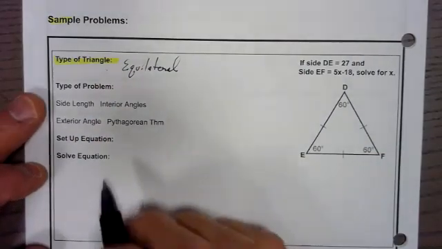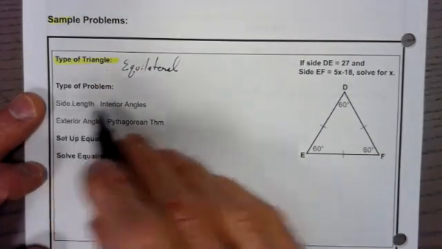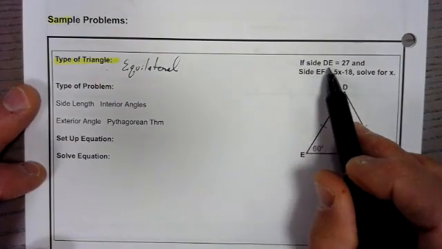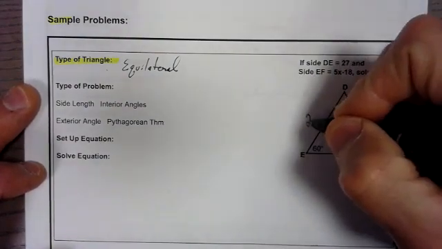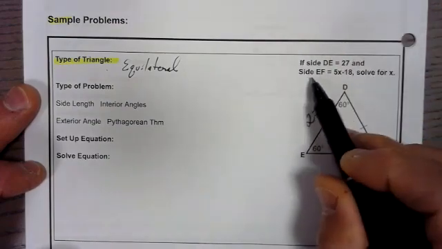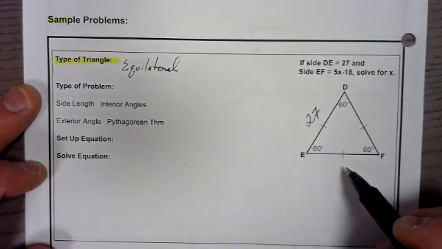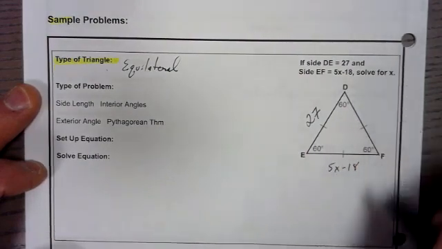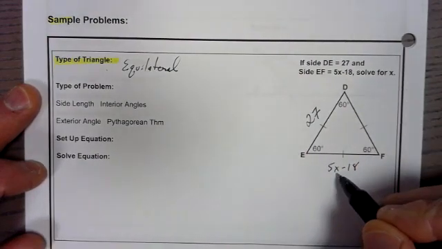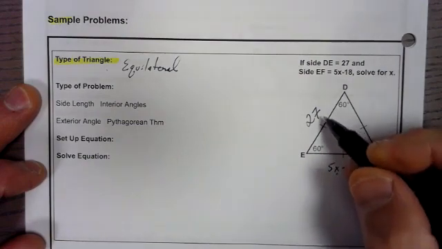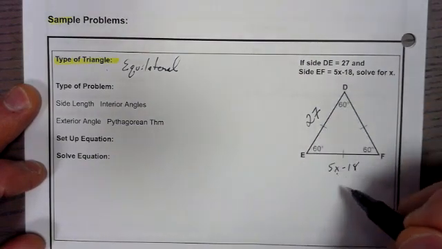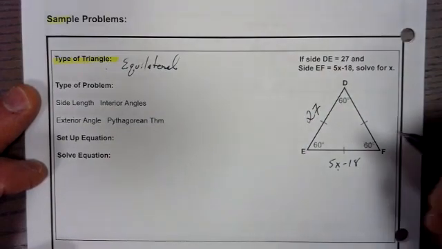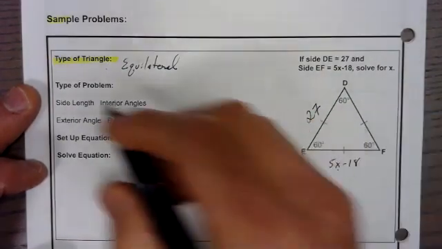Okay, then the type of problem. Well, I need to look up here at the instructions and see what I'm being asked to do. If side DE is 27, and side EF is 5x minus 18, solve for x. X is here. So what do I know about an equilateral triangle? I know that all 3 sides are congruent. Another word for congruent is equal. So that tells me that I'm solving for side length.